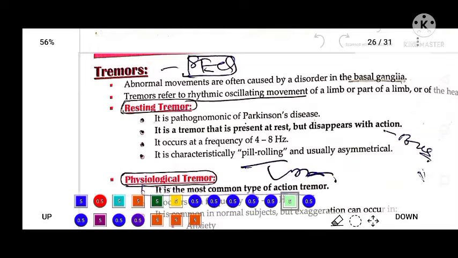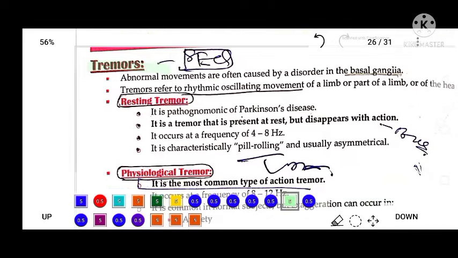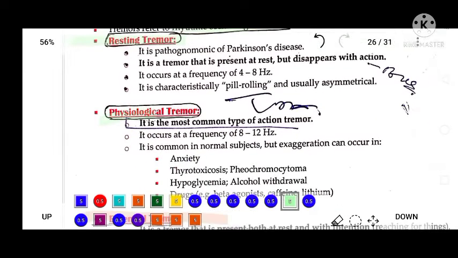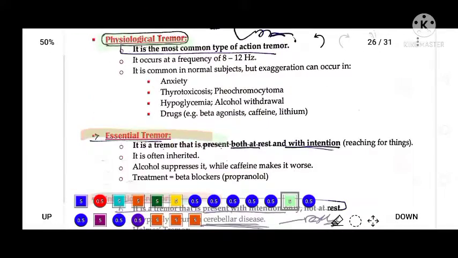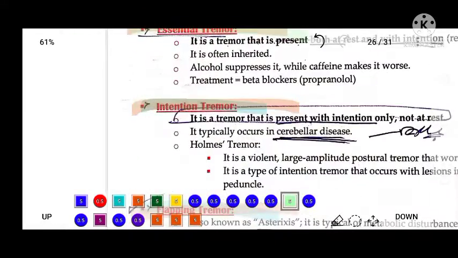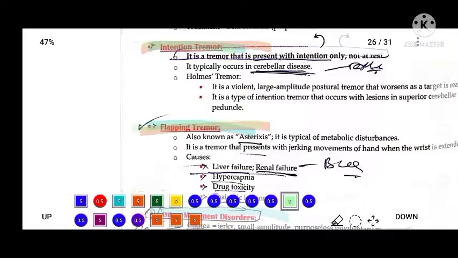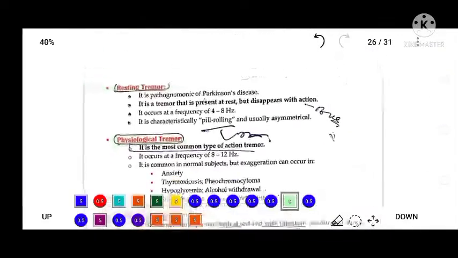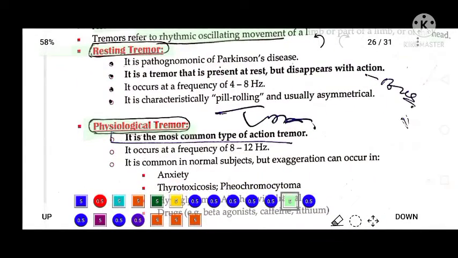Okay, so now we are going to look at tremors. There are different types of tremors in the body. Tremors are abnormal oscillatory movements caused by disorder in the basal ganglia. These are rhythmic movements, and resting tremor, physiological tremor, essential tremor, intentional tremor, and flapping tremors are there in the body. These different types of tremors occur in different diseases.